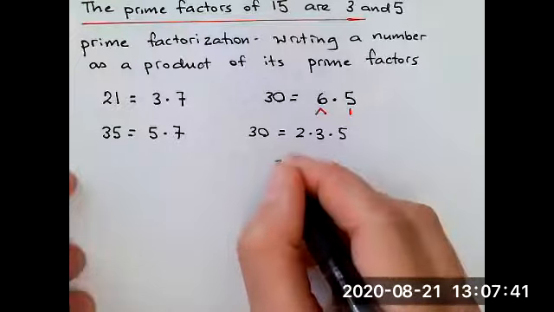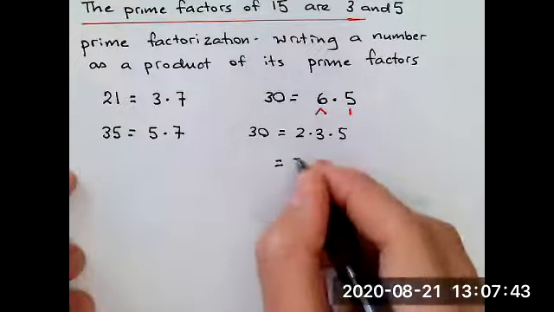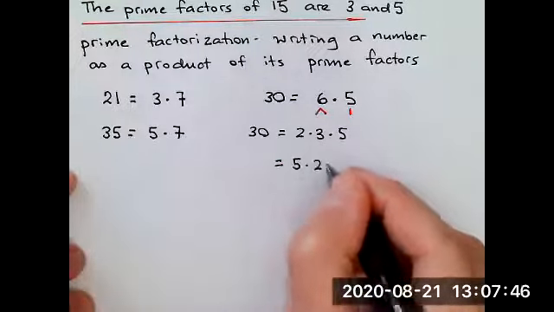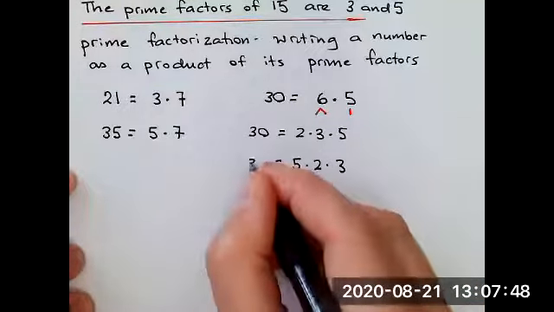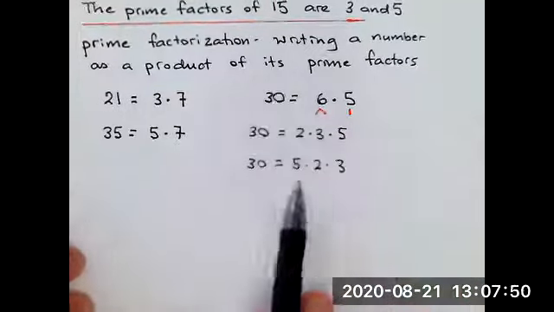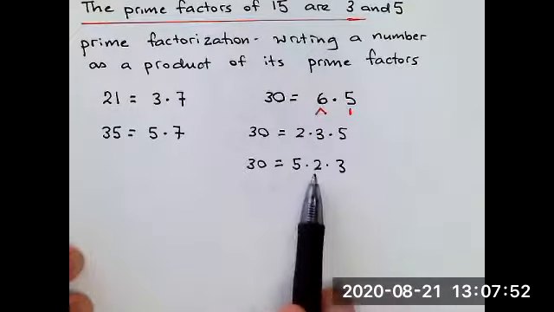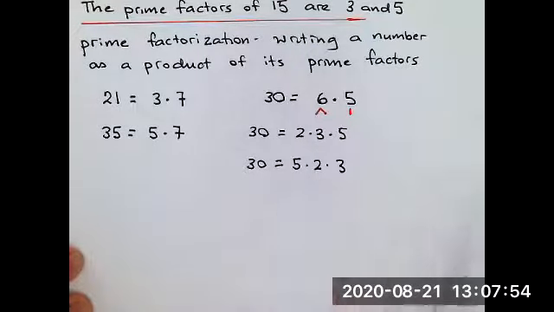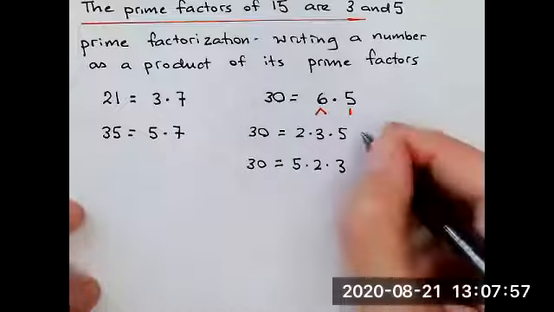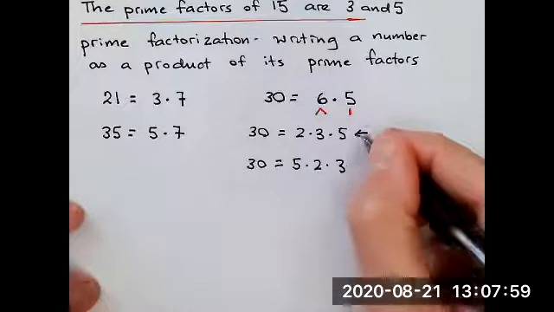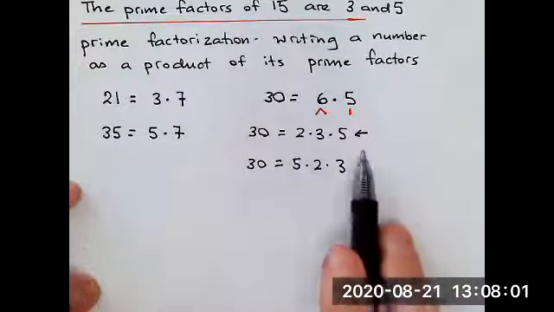It does not matter what order you write the prime factors because multiplication is commutative. You can multiply in any order that you wish. I just think it's more elegant if you write them in ascending order.